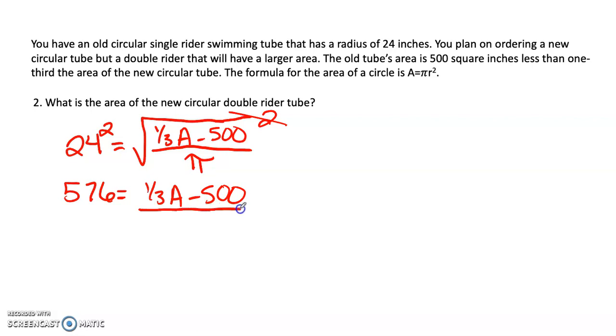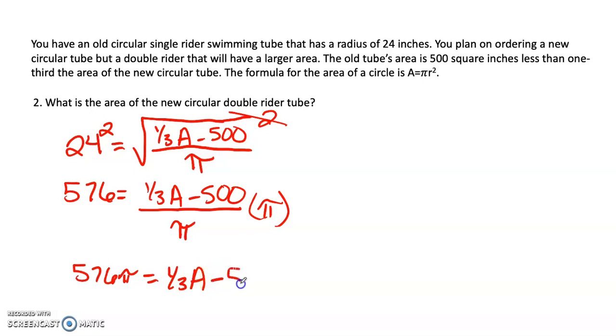I want to get rid of my fraction on the right-hand side. If I'm dividing by pi, I'm going to multiply by pi on both sides to cancel that out. So I got 576 pi equals 1/3 the area. I'm going to add 500 on both sides to cancel that out.